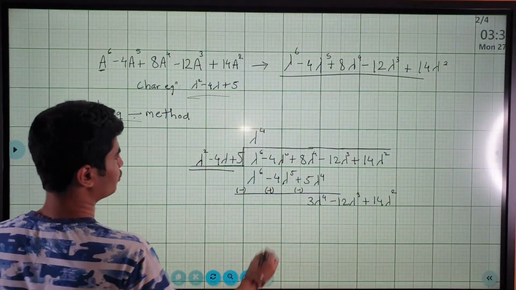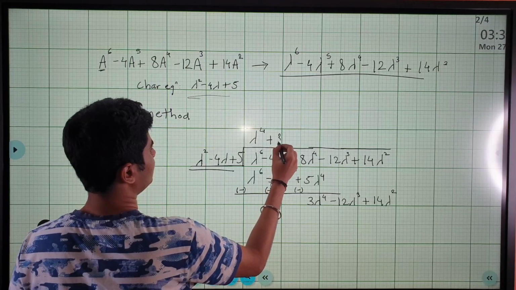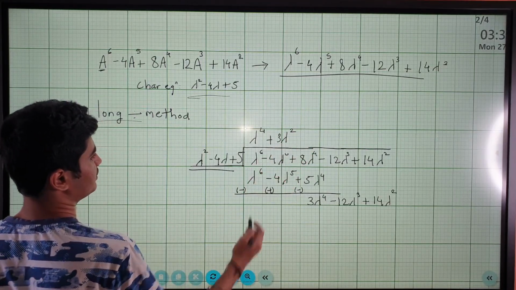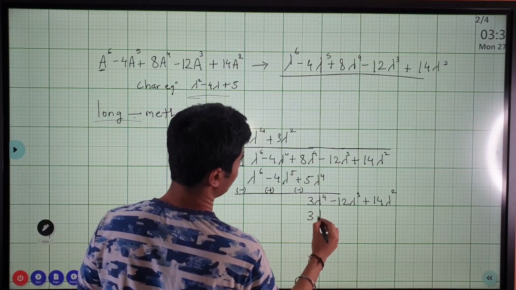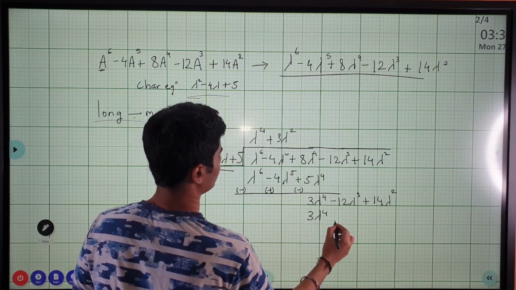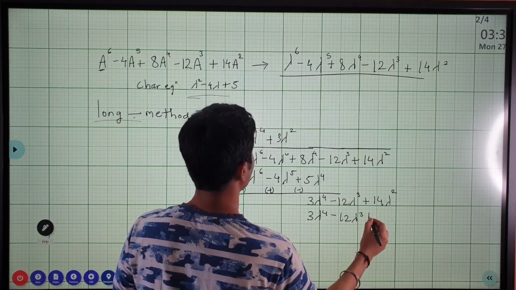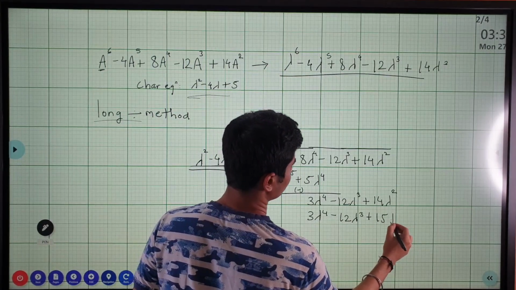So now we are going to multiply this with 3λ². So λ² into 3λ² will give us 3λ⁴ - 12λ³ + 15λ².